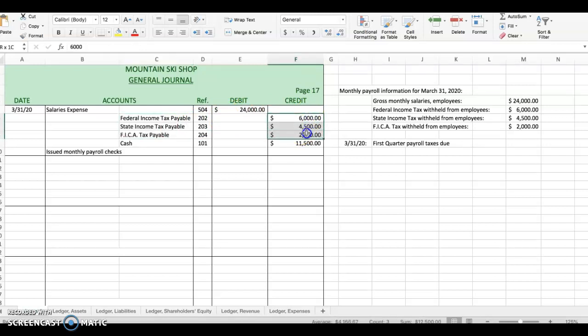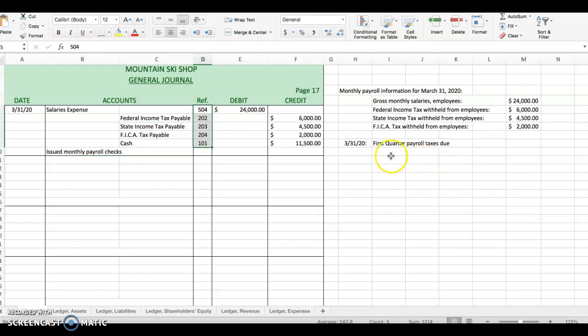And you see the credits over here. Cash is credited as well, and $11,500, you should know by now, comes from subtracting the total of these three credits from the debit. And that ends up with a credit of $11,500 to cash. That's the net pay that we pay to the employees. Once again, if we add up all these four credits, they have to add up to $24,000 because debits must equal credits. And we issue payroll checks.